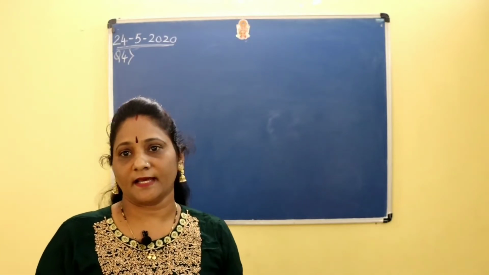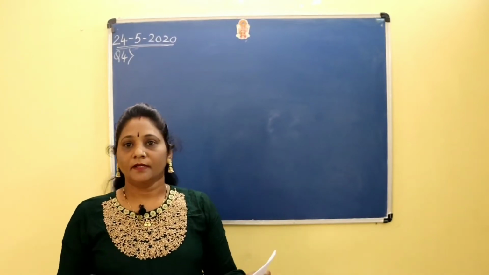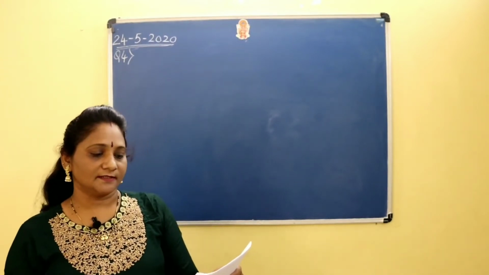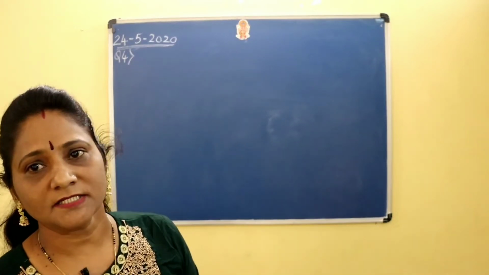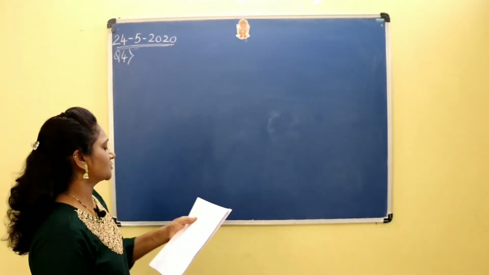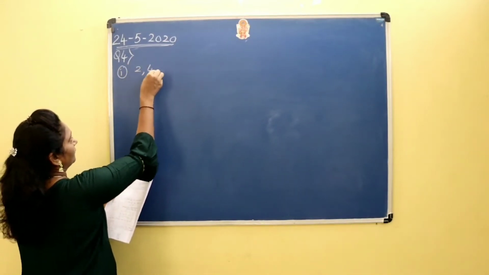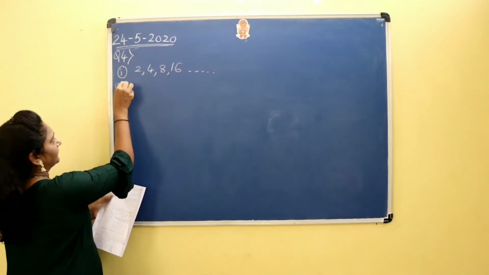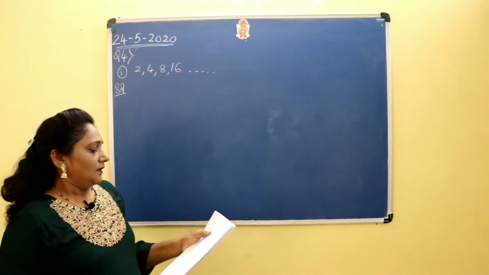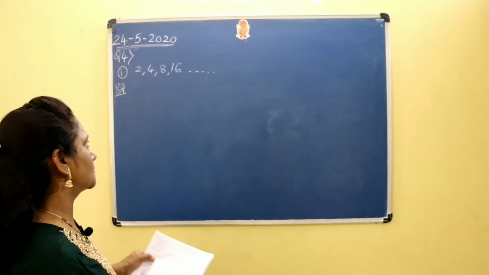How do we come to know whether they are in AP or not? For that we have to find d. If d is constant, then the given list of numbers are in AP or else not. So the first question is 2, 4, 8, 16 and so on. Here if d is constant, then the list of numbers are in AP. So find out d.